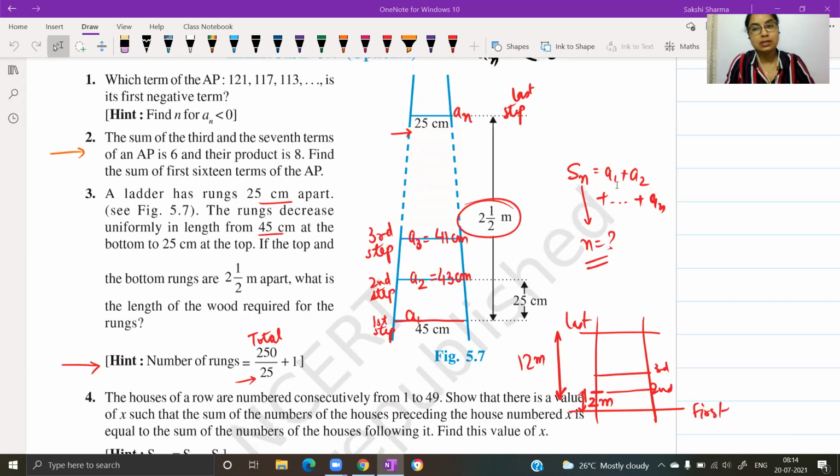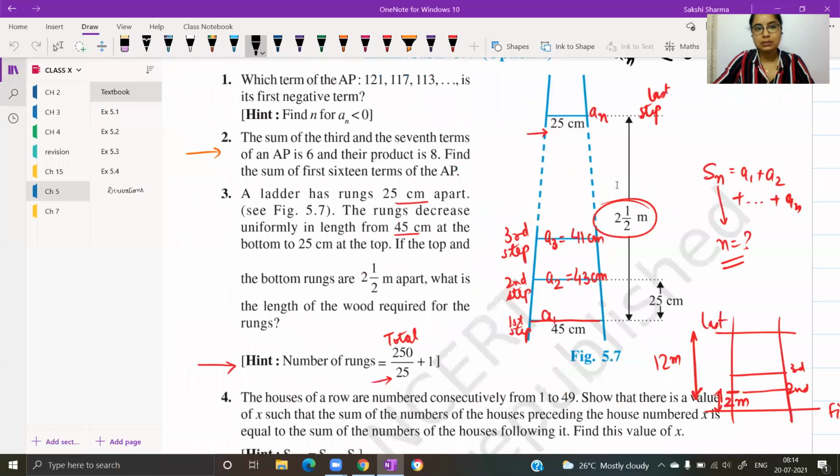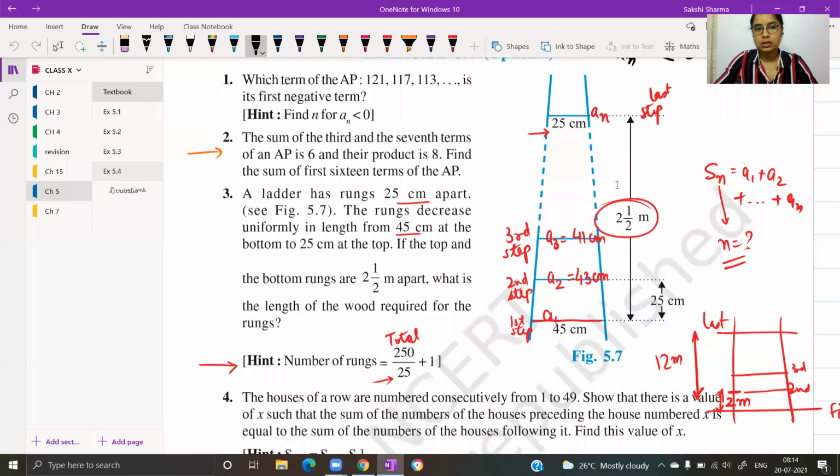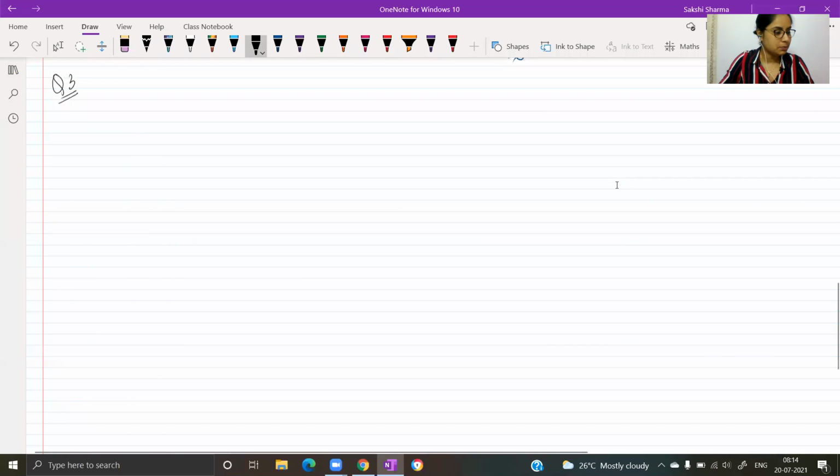Once you have the number of steps, you can find out the sum of those lengths for each of the steps. जो length है हर step की, it is forming an arithmetic progression with the first term as 45 centimeters and the common difference as -2. Apply the formula for SN and then you can obtain your answer.